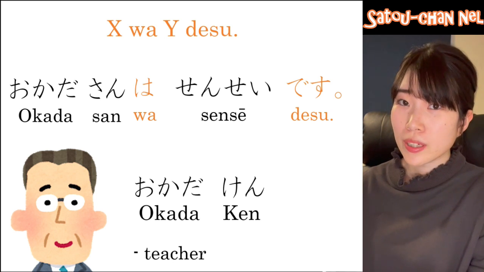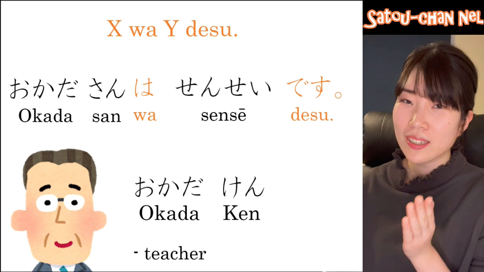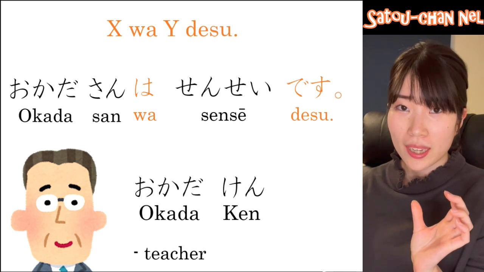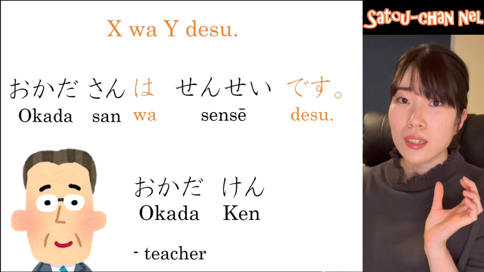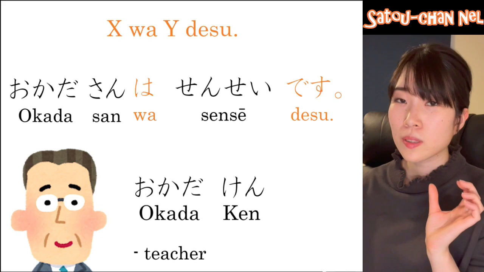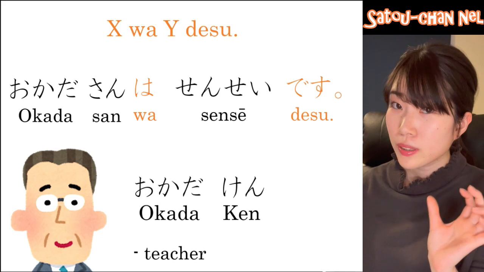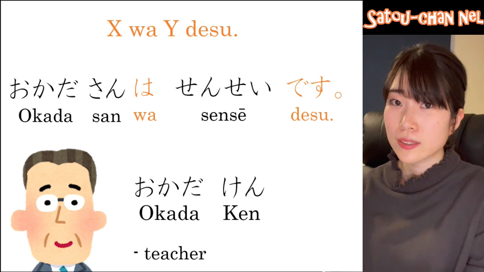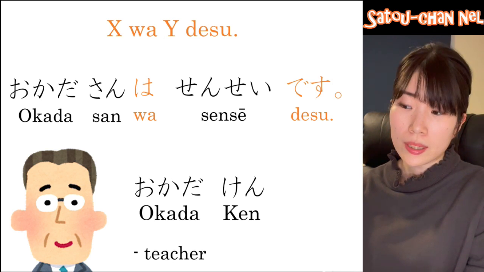A lot of Japanese learners often forget to add this desu at the end of the sentence. So don't forget to add this. If it's casual speech, you can drop this. But if it's polite speech, you have to put this at the end. Okada-san wa sensei desu. Mr. Okada is a teacher.